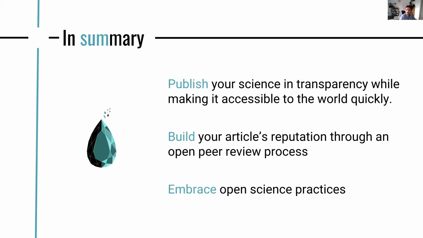Okay. And so in summary, what In&Sight does is publish your science in transparency, and it does it, let's say, rather rapidly. Then through In&Sight, you can try to build your own article's reputation through an open peer review process, while also embracing open science practices. So you can decide to publish null findings, whatever you think is interesting and should be shared with the world.